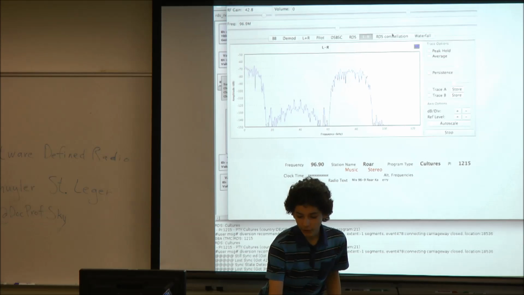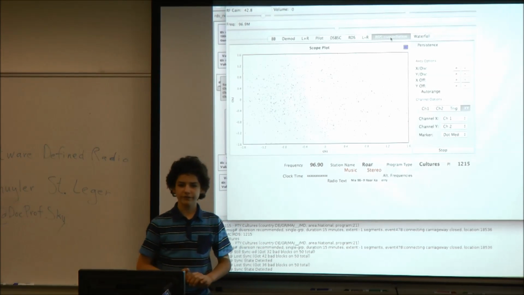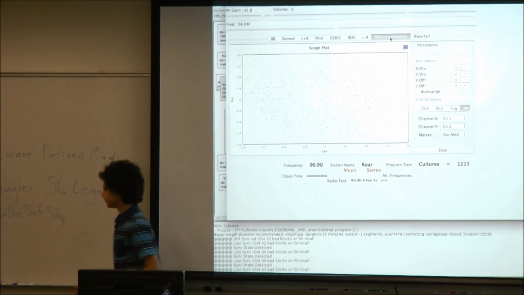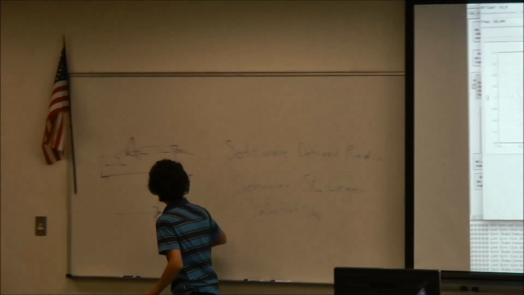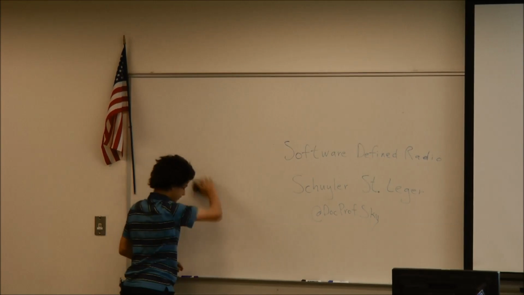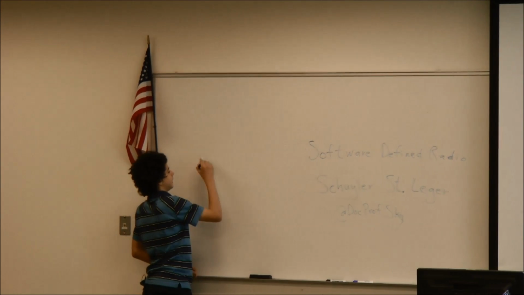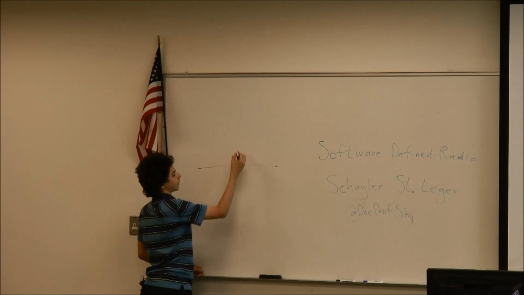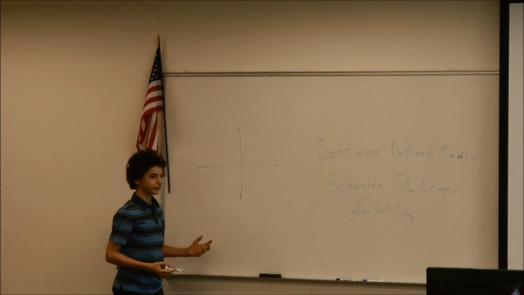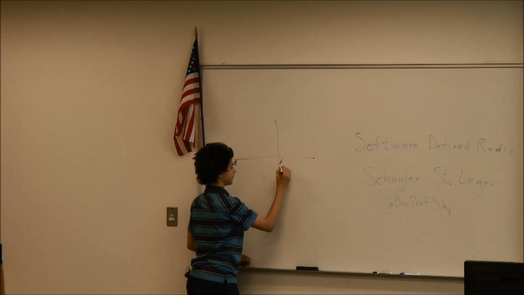But if we look over here at RDS constellation, are you familiar with what a constellation plot is? The constellation plot depends on your signaling method. So let's say we send signals using amplitude frequency shift keying. So we're using amplitude and frequency. In this axis we can have amplitude. In this axis we'll have frequency.